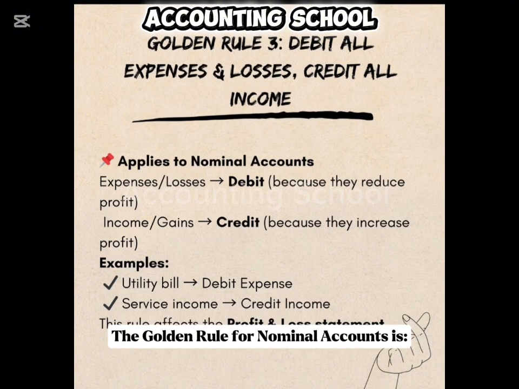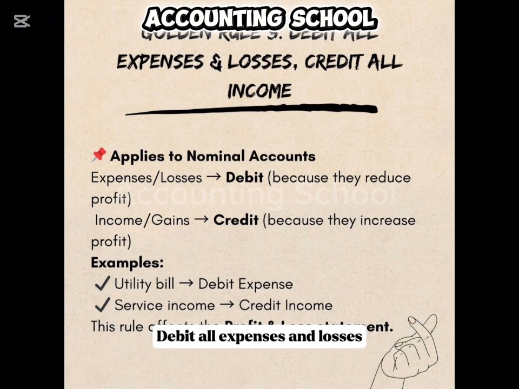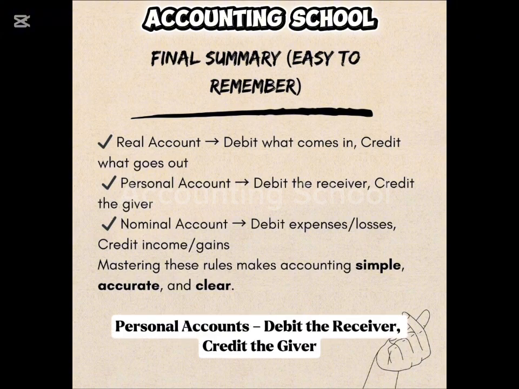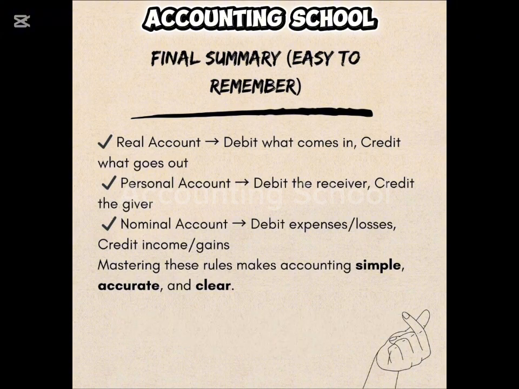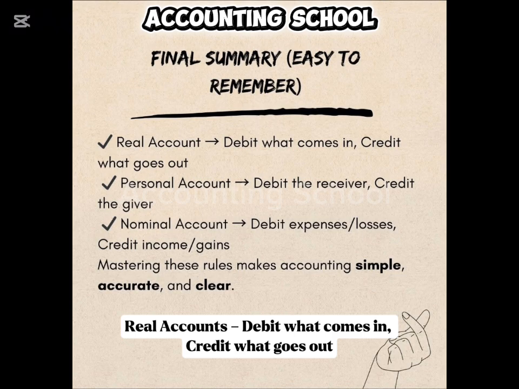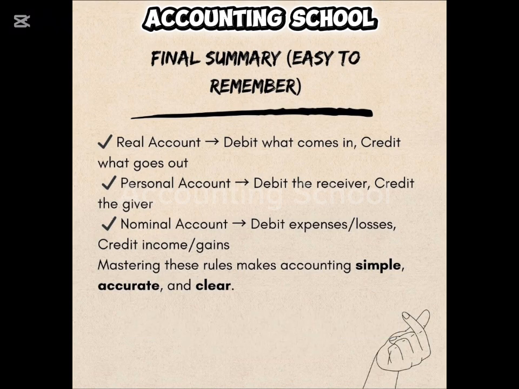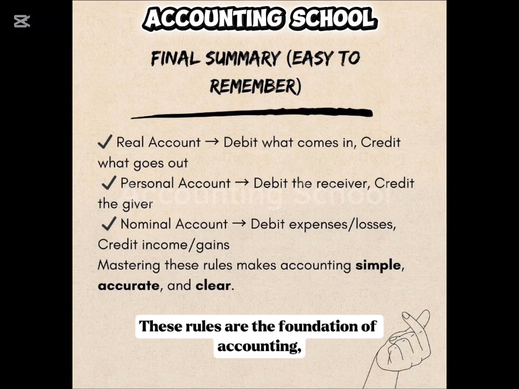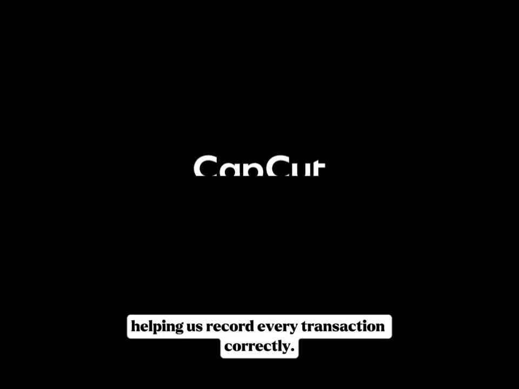The golden rule for nominal accounts is debit all expenses and losses, credit all incomes and gains. Now, quick summary. Personal accounts, debit the receiver, credit the giver. Real accounts, debit what comes in, credit what goes out. Nominal accounts, debit all expenses and losses, credit all incomes and gains. These rules are the foundation of accounting, helping us record every transaction correctly.